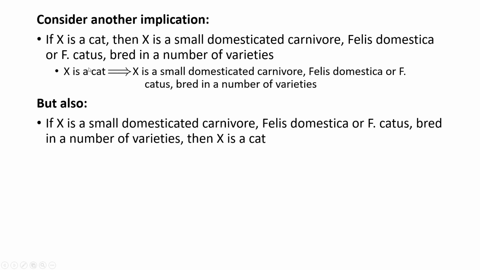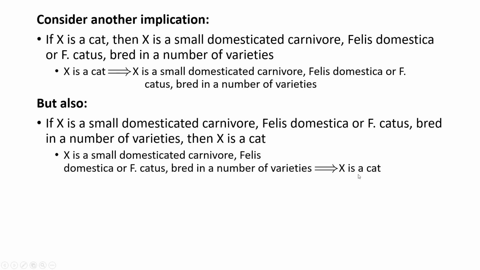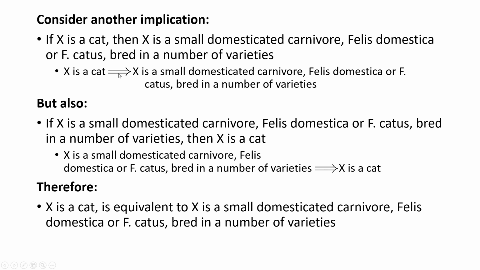But also, we can say that if X is a small domesticated carnivore, bred in a number of varieties, then X is a cat, right? So not only does X is a cat imply the definition, the definition implies that X is a cat. Now, in the previous case, we saw that when we switched the two statements over, this implication didn't hold, but now it does. And that's something very special. We say when this occurs that these two statements are equivalent. X being a cat is equivalent to X fitting this definition of a cat.